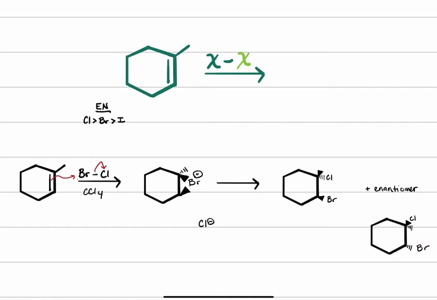So what if we have two different halogens? How do we tell which one's the nucleophile and which one's the electrophile? Well, it's pretty easy. Whichever one's more electronegative will be the nucleophile. So the chlorine is more electronegative than the bromine. So that chloride ion will be the nucleophile and will attack at the more substituted carbon of our cyclic brominium ion.